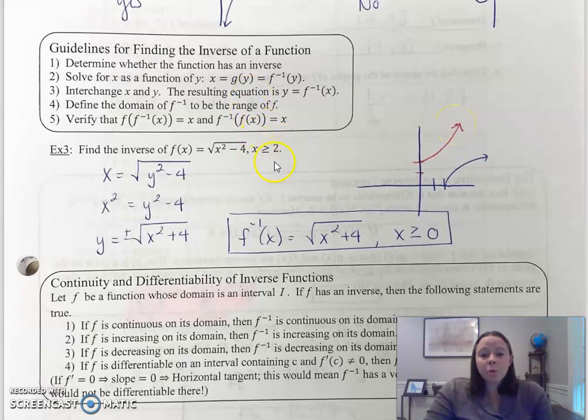So that can help you when you're going to try to figure out, well, this now is the range, and that might help you figure out the domain of your inverse. They flip. And I show you that later in the notes. All right.